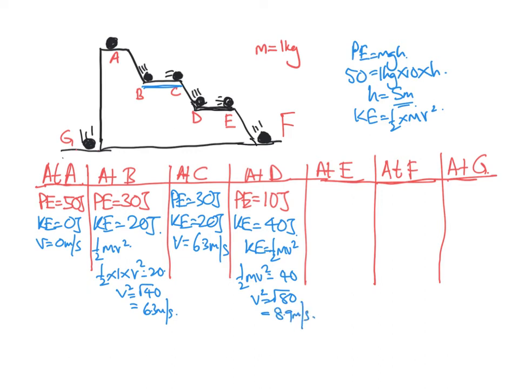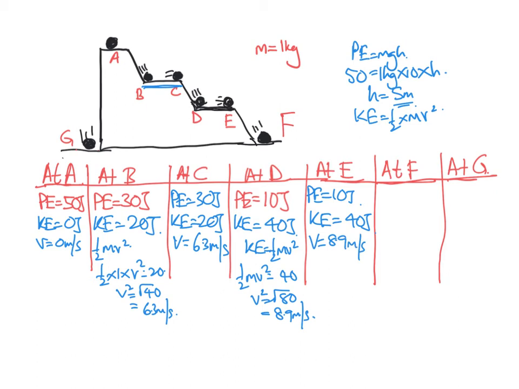So what happened at E? Again, it's on the same level, it hasn't moved downwards, so it's on the same line. So PE again equals 10 joules and KE is 40 joules. So v equals 8.9 meters per second.